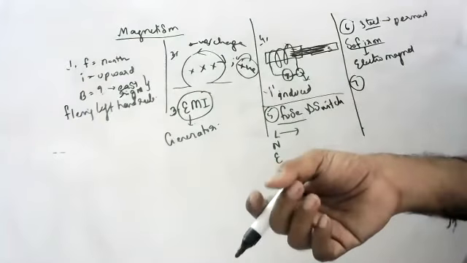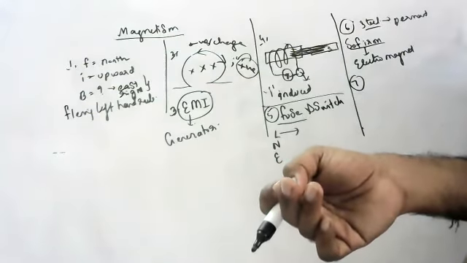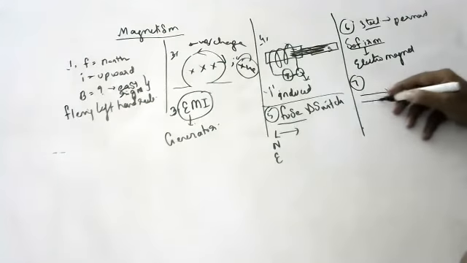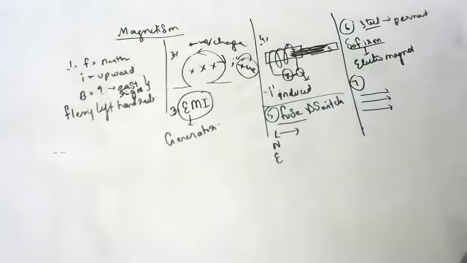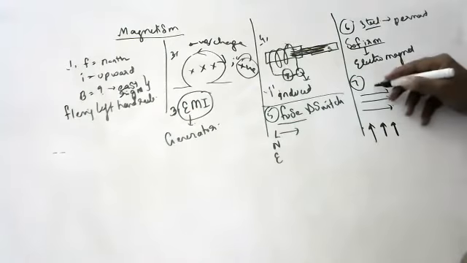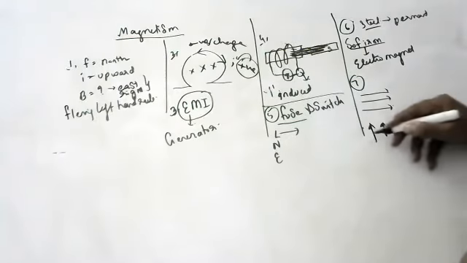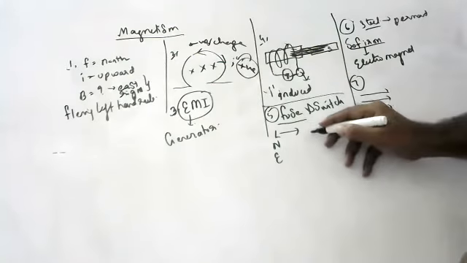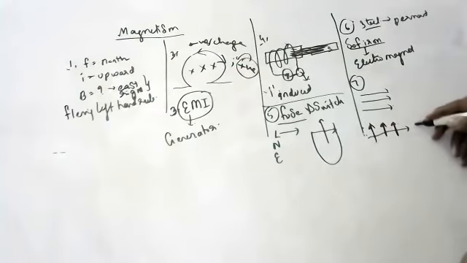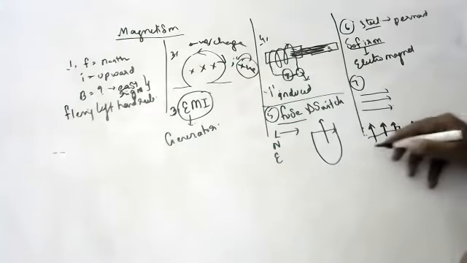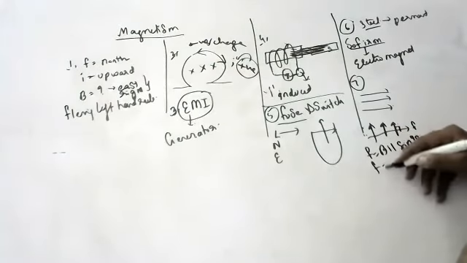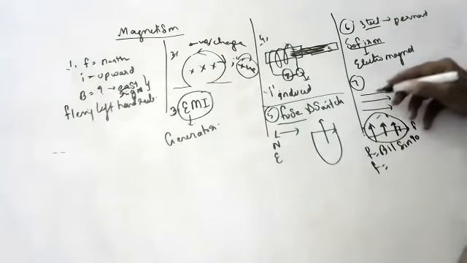Seventh question, children. What happens to the force experienced by a current carrying conductor when placed in a parallel magnetic field? Children, parallel magnetic field and perpendicular magnetic field are being asked. See, children, suppose the perpendicular magnetic field is like this. Here, force will be maximum because F is equal to BIL sin theta, and sin 90 is 1, maximum.